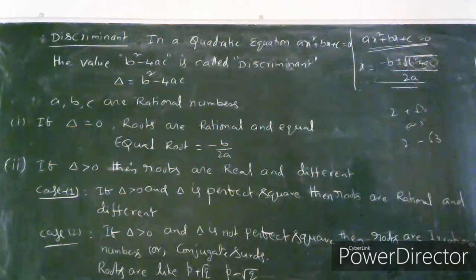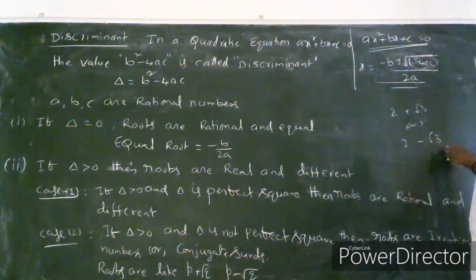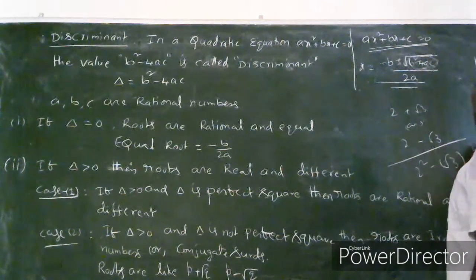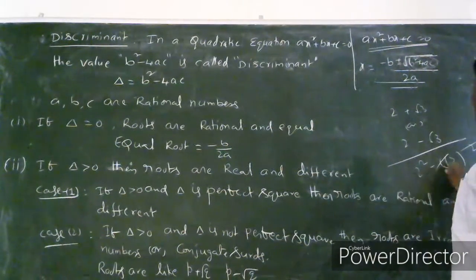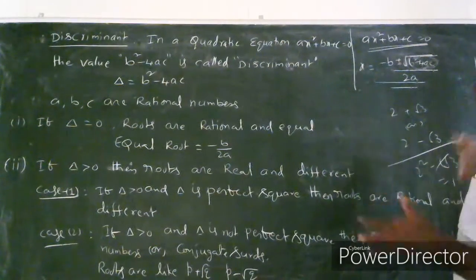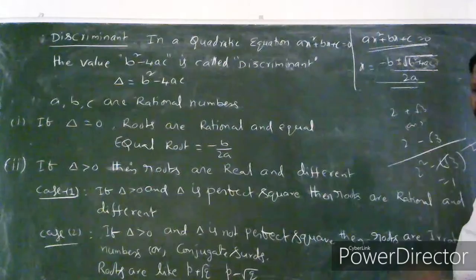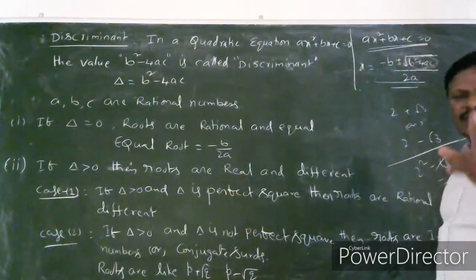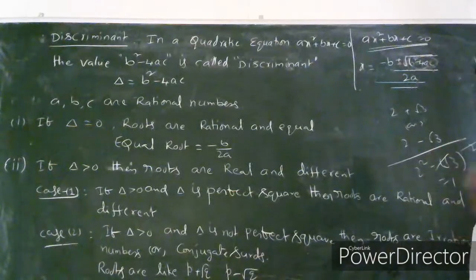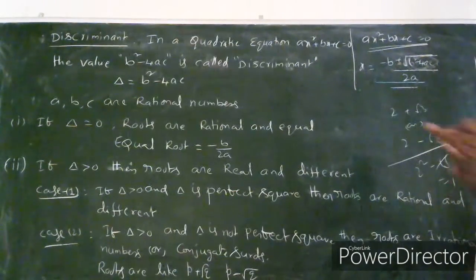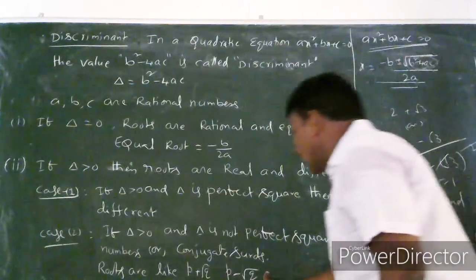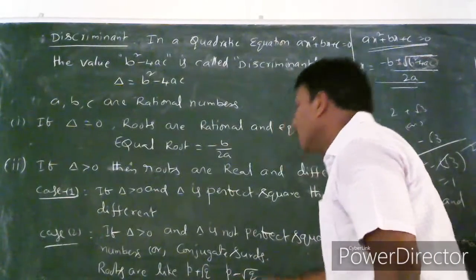Another case, 2 plus root 3 into 2 minus root 3. We get 2 square minus root 3 whole square, the square and root cancel, 4 minus 3, this is 1. It is also a rational number. So these are called conjugate sets. Two sets follow the condition: either the sum is rational, or the multiplication is rational. Those are called conjugate sets. The conjugate sets are like p plus root q comma p minus root q.